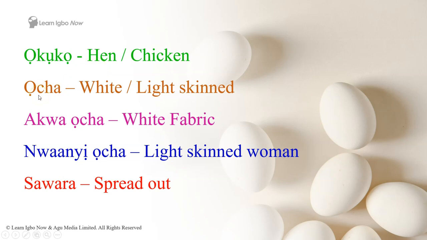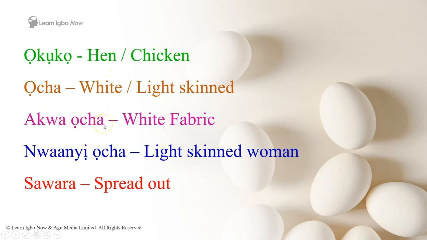Ocha, white or light-skinned. Or you can also say ocha. Ocha, white or light-skinned. Or sometimes when you hear ocha, it means clean. So ocha, white, light-skinned. Ụgbọala ya dị ọcha. His car is clean. Or ụgbọala ya na-acha ọcha. His car is white in color.